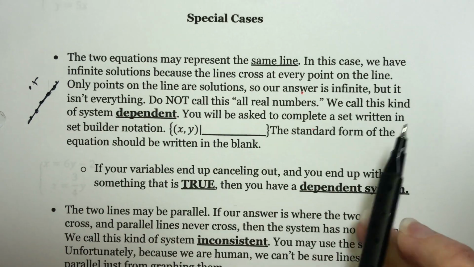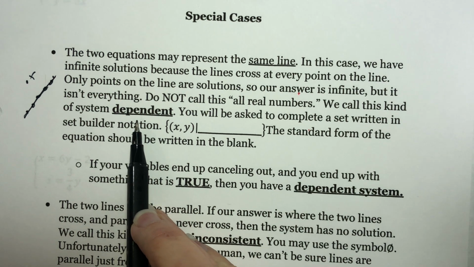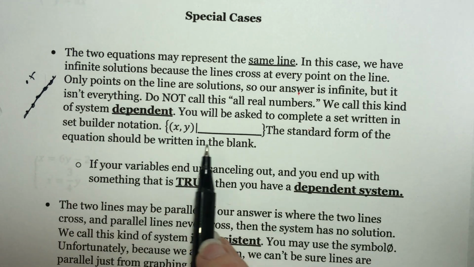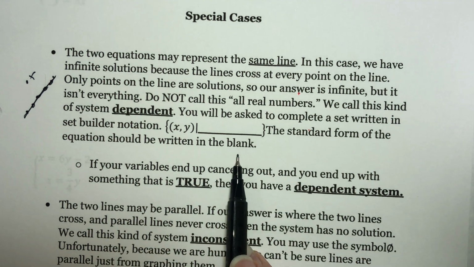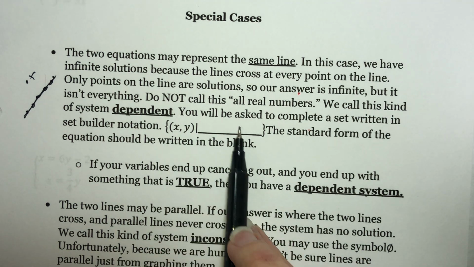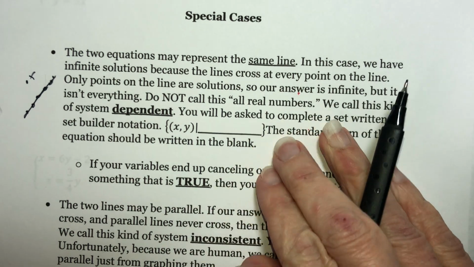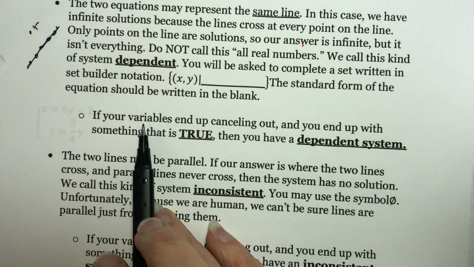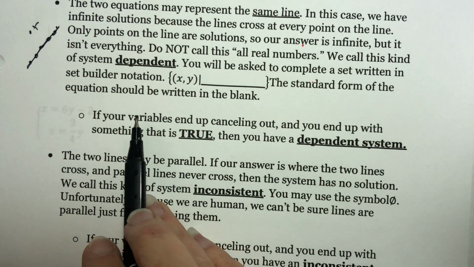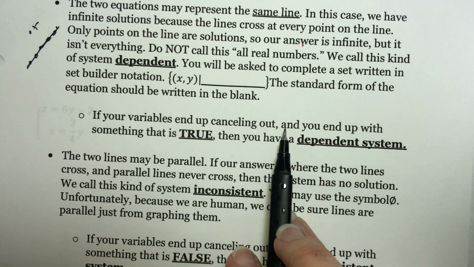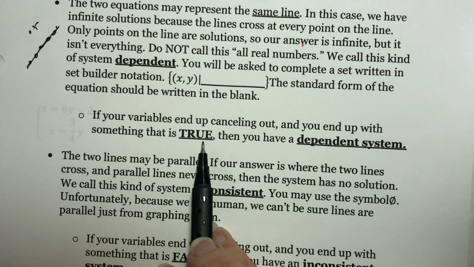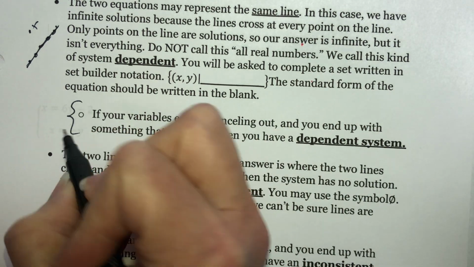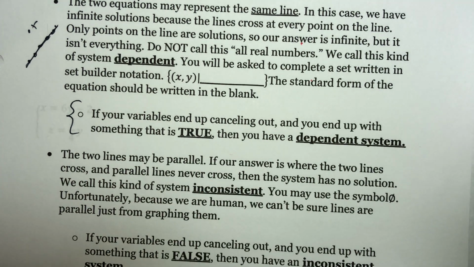Okay? We call this kind of system dependent and you'll be asked to complete a set written in set builder notation, and the standard form of the equation should be written in the blank. We will get to this in example. This is for reference right here. Okay, and for the next two methods we're going to be talking about, if your variables end up canceling out and you end up with something that is true, then you have a dependent system. This is mainly what we're going to be looking at in a few minutes.